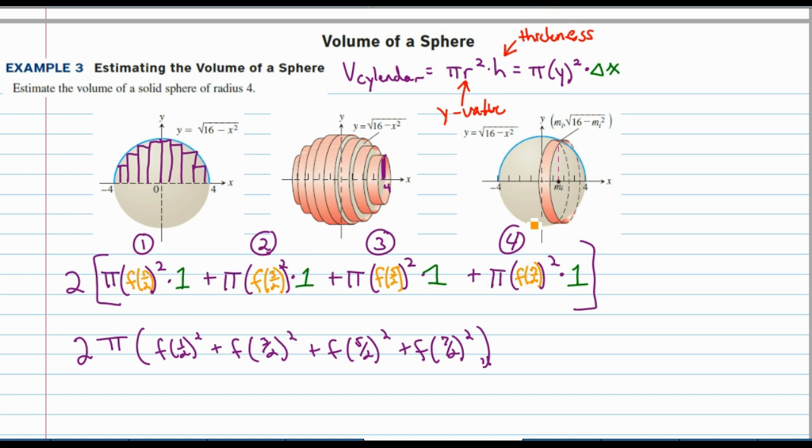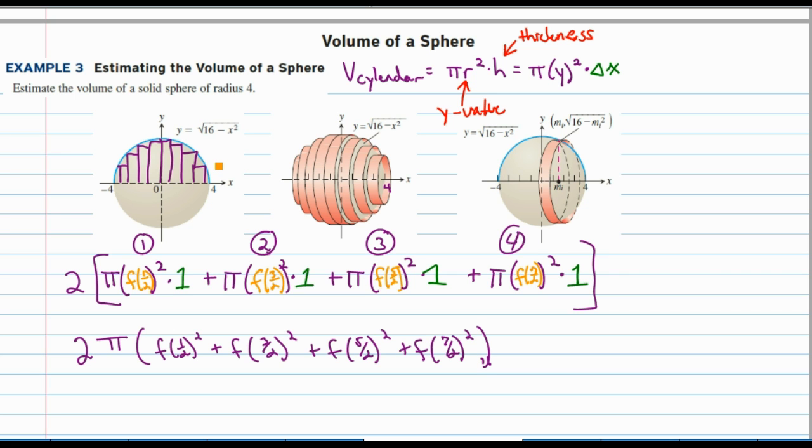So I'm going to plug each one of those x values, 1 half, 3 halves, 5 halves, and 7 halves, into the function to find out the actual radius of each one of these cylinders, or I guess it would be height of the y coordinate. So I have to plug that into the square root of 16 minus x squared, this equation for the semicircle up here.